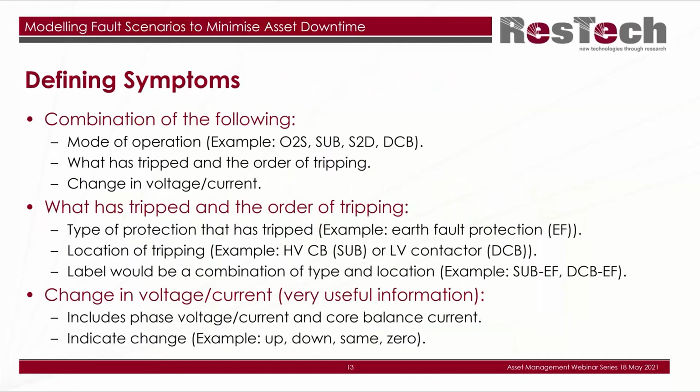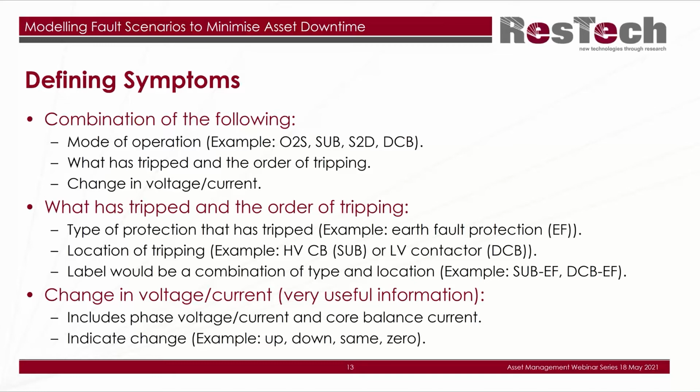Okay, so now we've got our modes and we've got our fault locations and types. Another thing, the third piece of the puzzle, is looking at the symptoms. We need to define what are the symptoms that we're going to be using as our input to finding a fault. Basically, the things that we're going to be using are the mode of operation. In this case, we have the four modes that I defined: O2S, sub, S2D, and DCB.